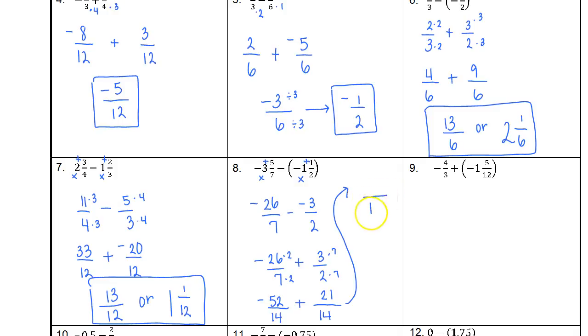My denominator will be 14. And I've got 52 negatives, 21 positives, so I'll have 21 zero pairs, and I'll be left with 31 negatives. So negative 31/14, or 14 will divide into 31 twice, which is 28. That leaves us with 3, so 2 and 3/14, and again, don't forget that negative sign.